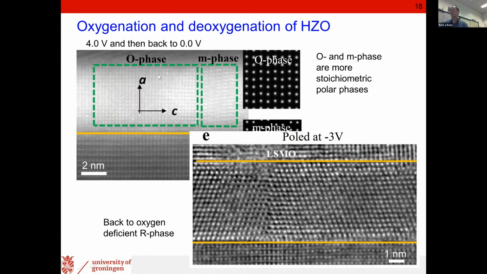And this is a clear sign that if we go to 4 volt, we push oxygen from the bottom electrode into this layer, and that we can do it. And we can push them back out again: we pull back to -3 volt and we push the oxygen atoms back into the bottom electrode. So that is what happened.